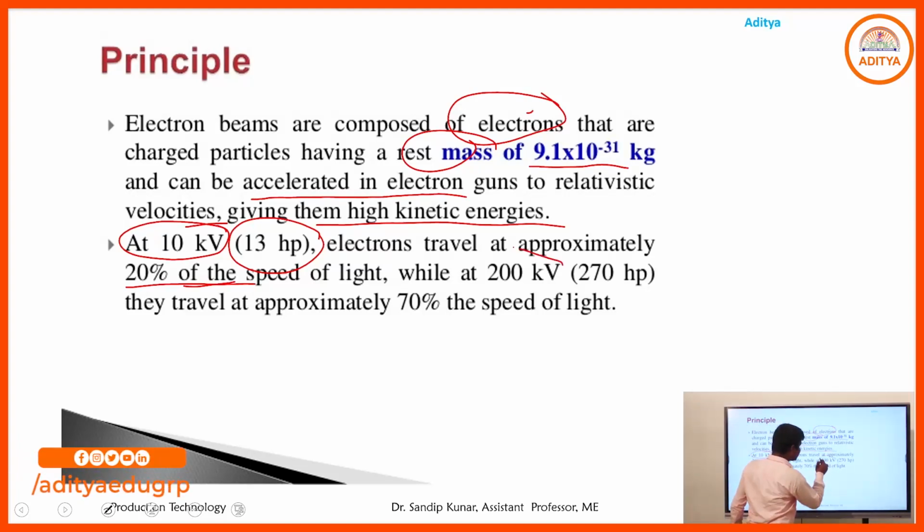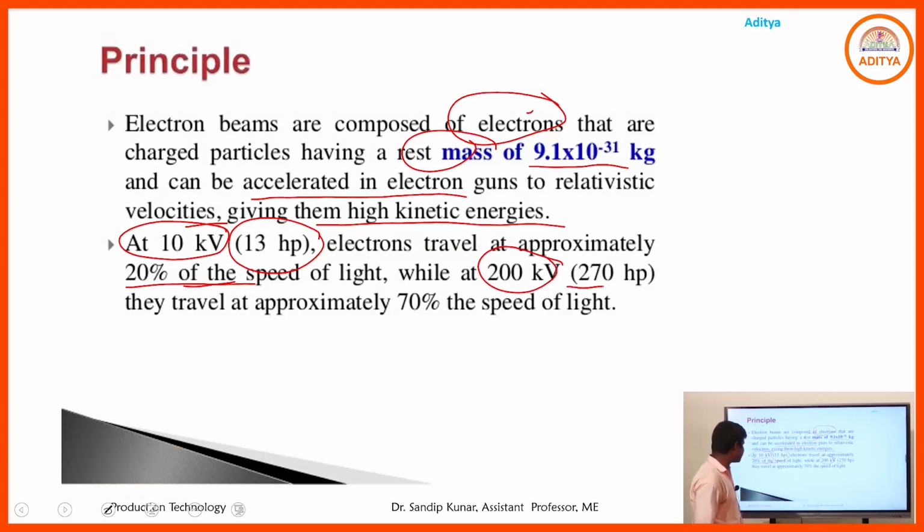While at 200 kilovolt, near about 270 horsepower, the electron beam travels at about 70% of the speed of light. That means the electron beams take a very high velocity, which is converted into high kinetic energy.